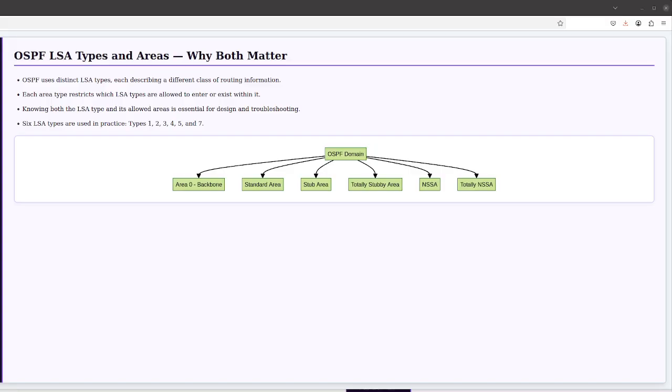By the end of this series, you will have a mnemonic for the 6 LSA types used in practice, and a clear mental model for every area type that tells you instantly which LSAs are present and which are blocked.